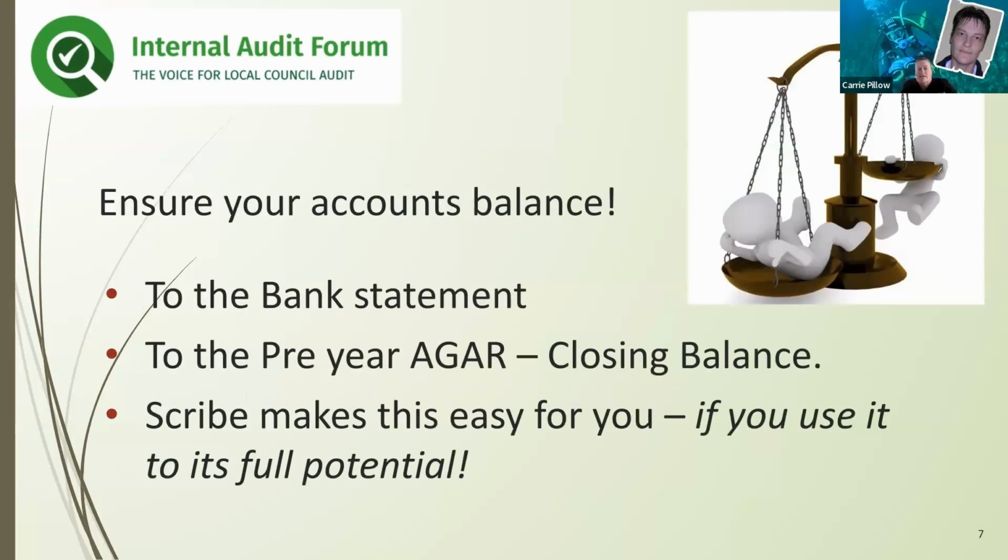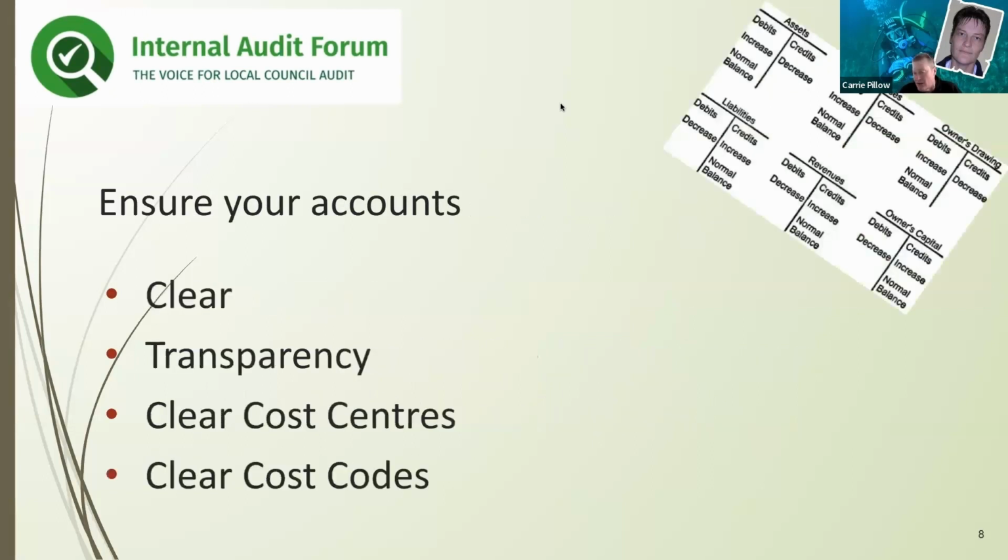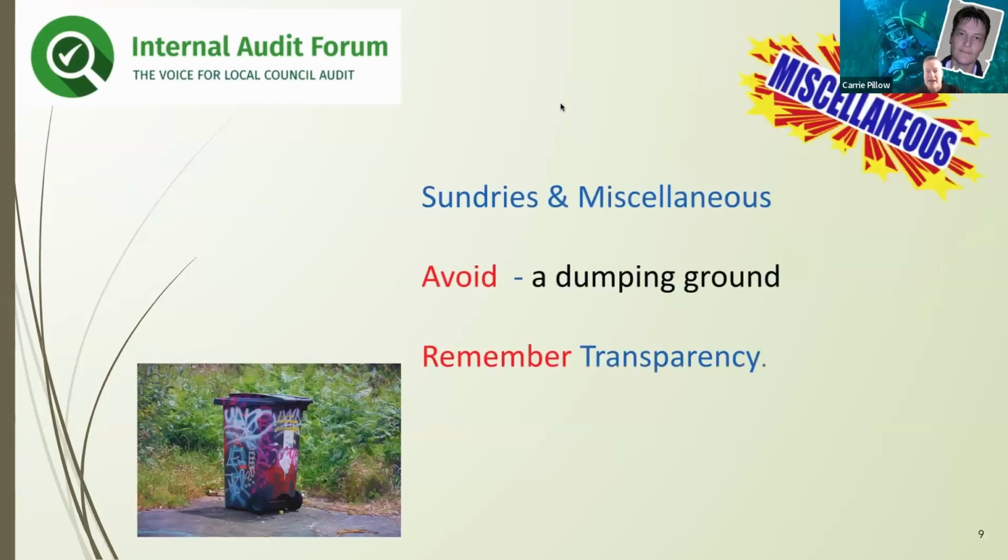Ensure your accounts balance to the bank accounts, to the statement, to the previous year's AGAR closing balance. Scribe makes this easy for you if you use it to its full potential. Last year I was working with people who just entered the transactions and didn't balance anything. Ensure your accounts are clear. They are transparent, they have clear cost codes, and they have clear cost centres. Remember, this is public money you are dealing with. It should be in safe hands.